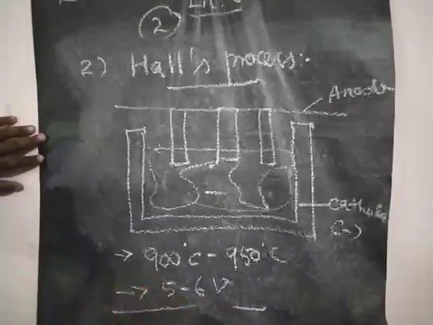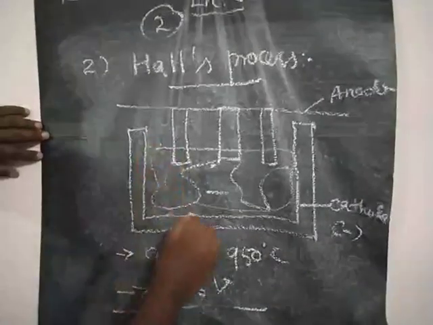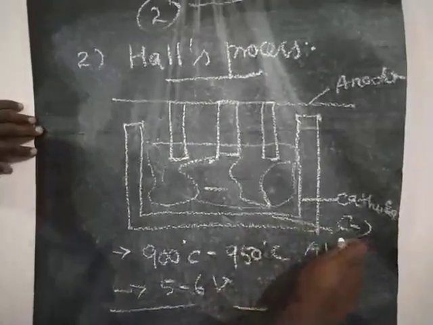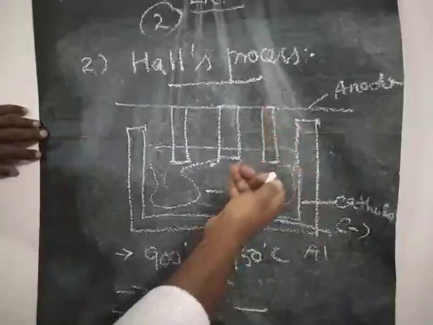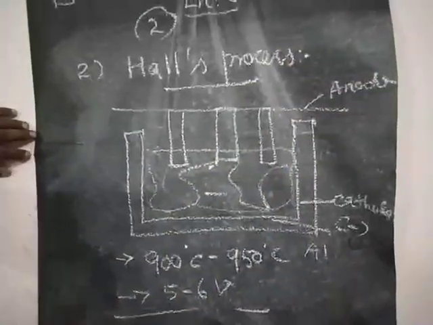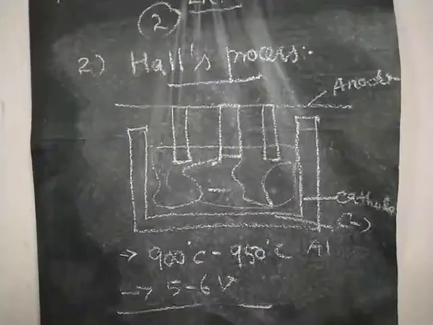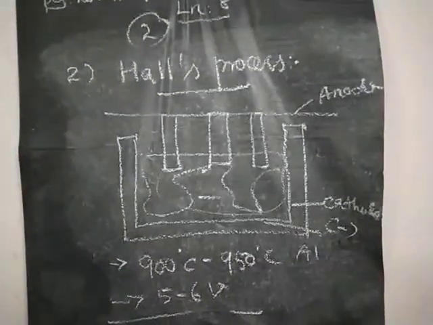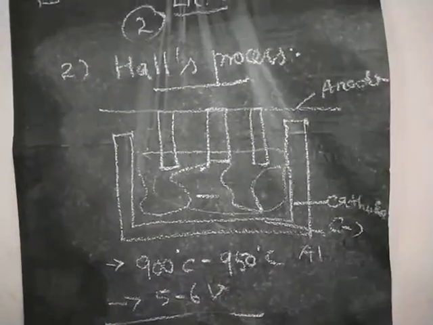So where will we get the aluminium? Aluminium is deposited at which side? Cathode side. Why? Aluminium is positive, so automatically it will deposit on the cathode side. At the anode side, oxygen gas is liberated. That oxygen gas combines with the graphite and comes out in the form of carbon dioxide. In this way we purify the aluminium from alumina, Al2O3. So there are two processes involved: first one Bayer process, second one Hall's process.